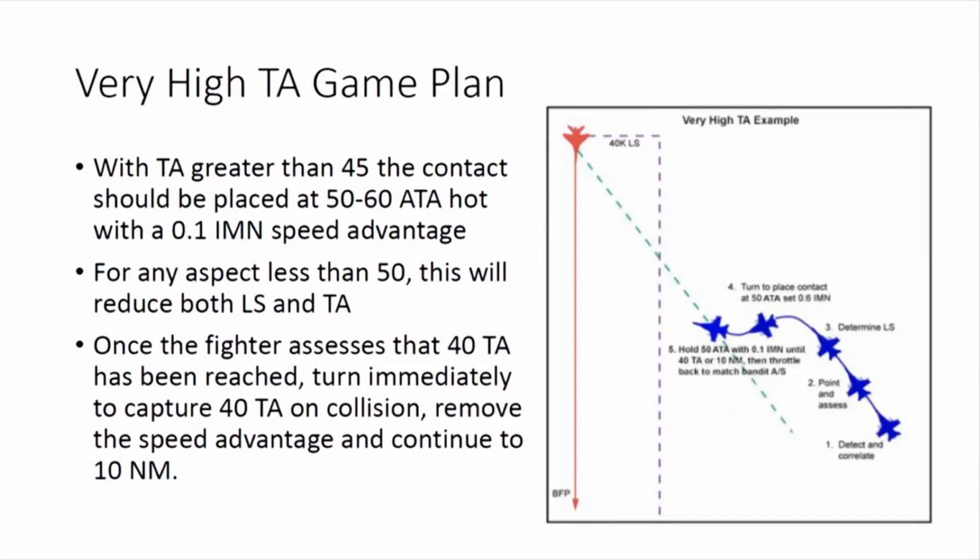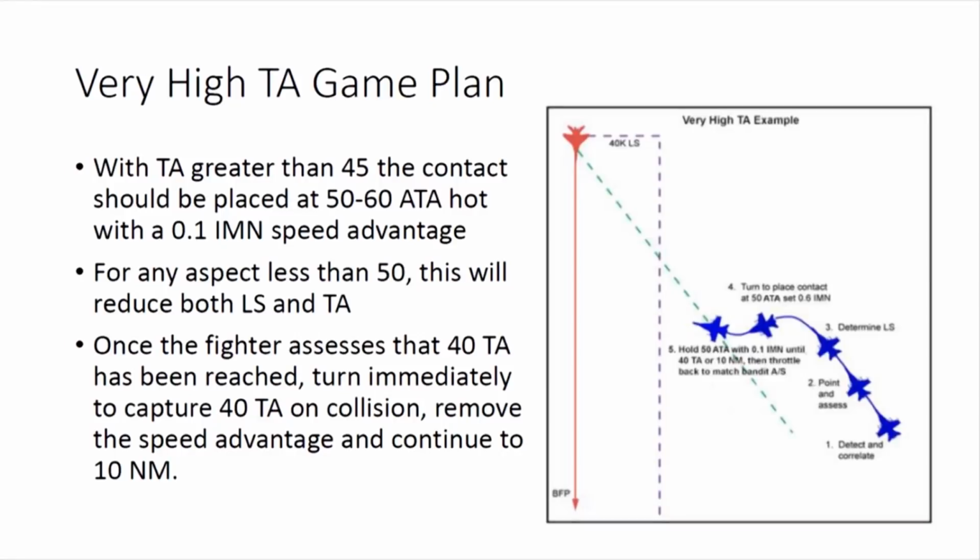So let's look now at the very high target aspect game plan. In this case, we begin initially with a target aspect of greater than 45 degrees. So what we've got to do here is basically chase down the proper collision bearing. We're going to turn hot 50 to 60 degrees angle off in the hot direction, turning into the bandit, putting him to our right 50 or 60 degrees. And then we're going to increase our airspeed 0.1 Mach number higher than the bandit, get a speed advantage, basically chase down our proper collision bearing.